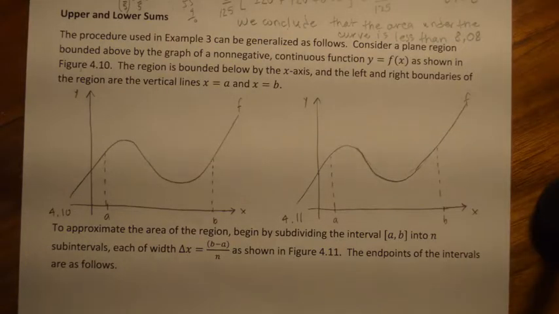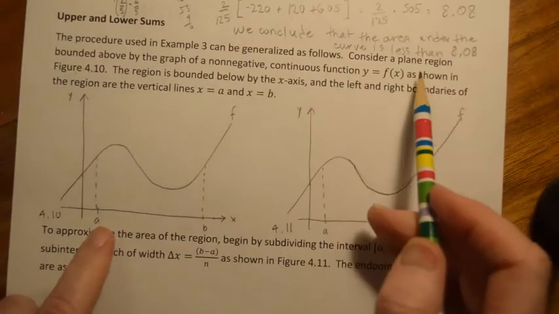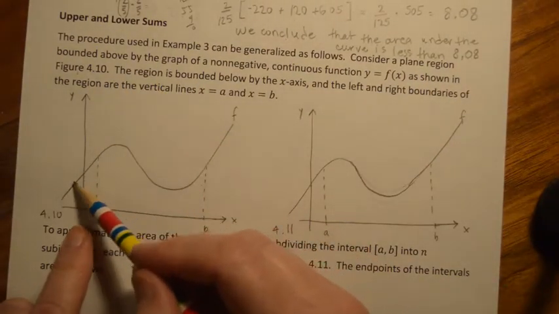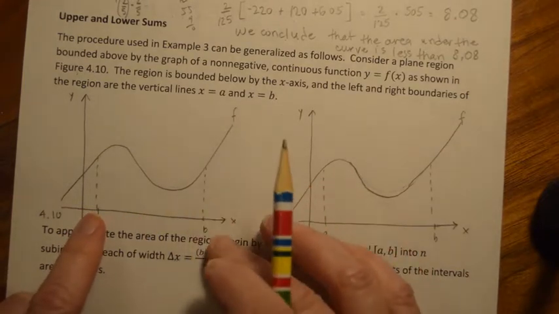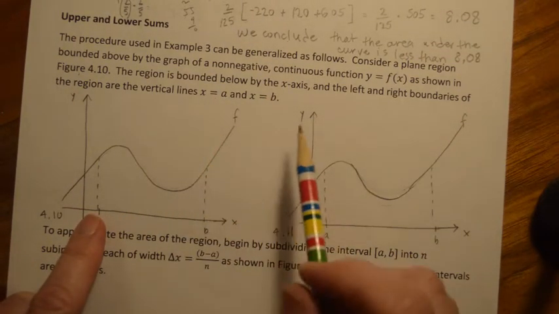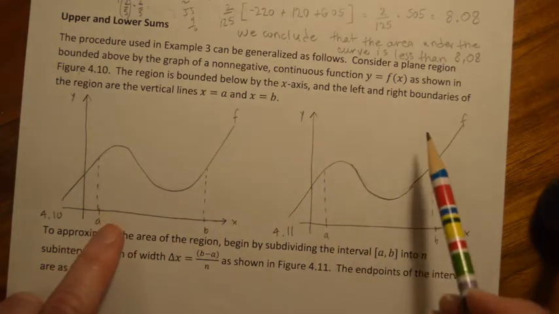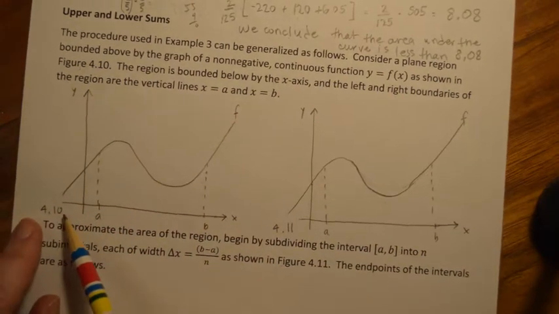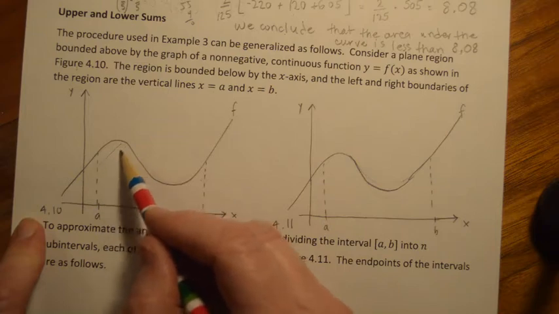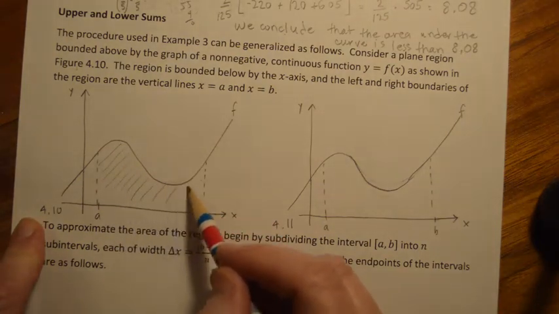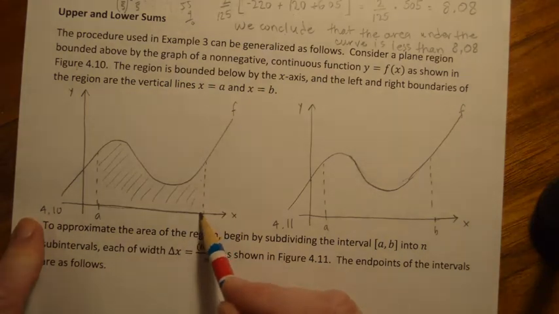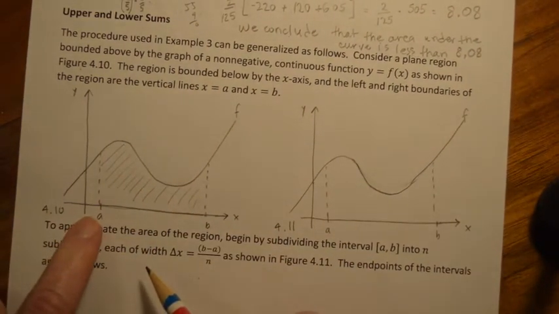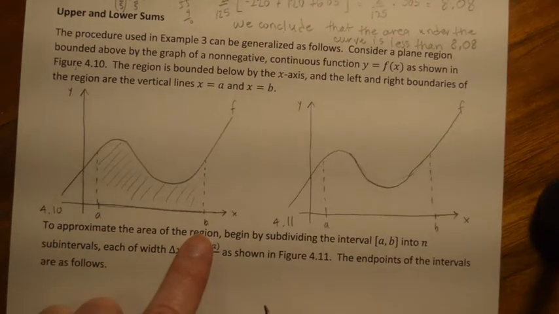Okay, so hopefully you have sketches on there that look somewhat like mine. All right, and so what we are going to do, we're considering a plane region, again, that's 2-dimensional, bounded above by the graph of a non-negative function. So again, we're not ready to look at what happens if the curve dips down under the x-axis into the negative territory. So we've got a continuous function, f of x, as shown in figure 4.10, that's this, and we're looking at the region that's bounded below by the x-axis, right? So here's the x-axis right here blocking us off, on the left by the line x equals a, and on the right by the line x equals b.